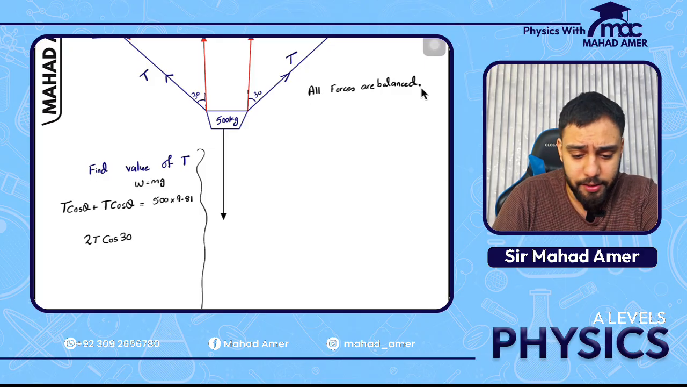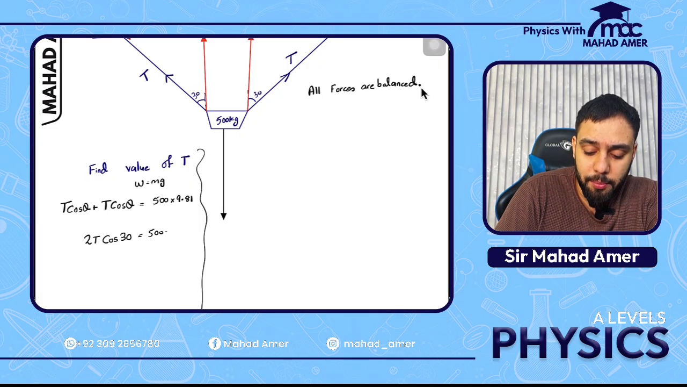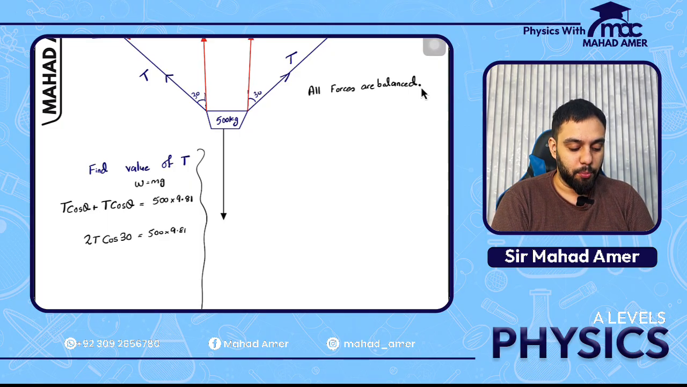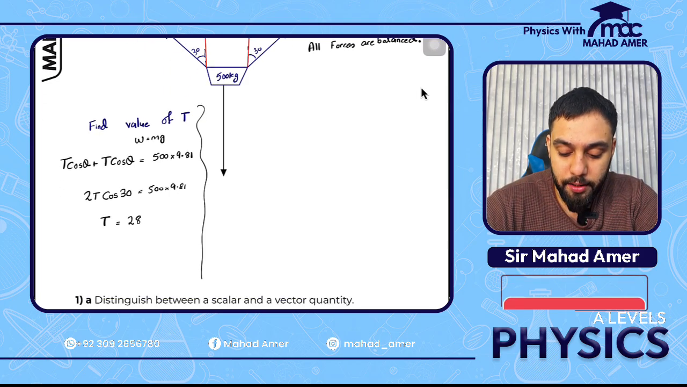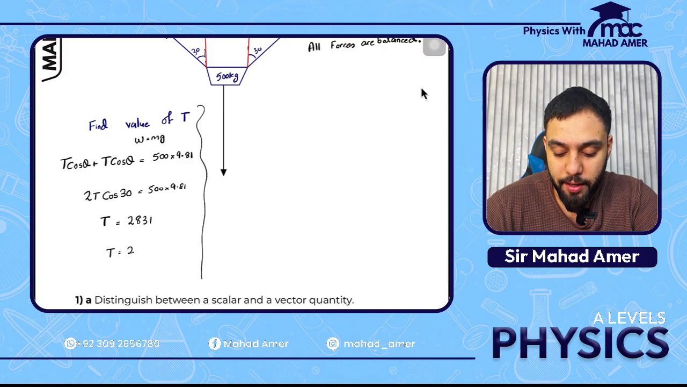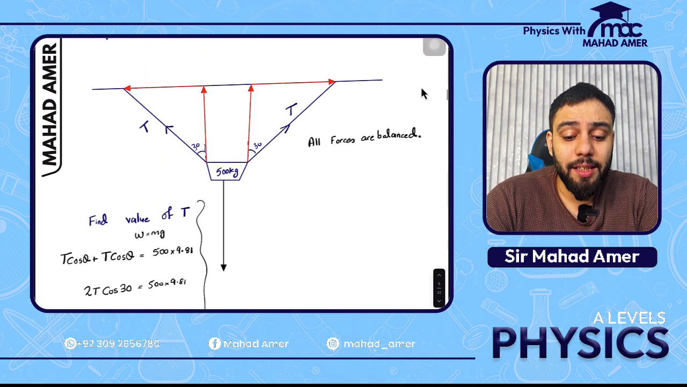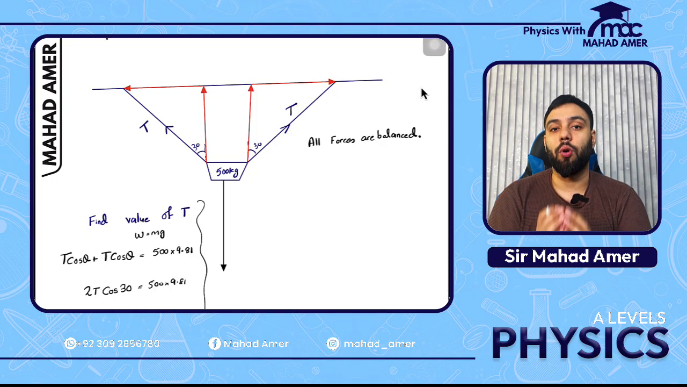Both of them have 30-degree angles, so the angle stays the same, and this equals 500 multiplied by 9.81. First of all, I'm going to do 500 multiplied by 9.81. Then I'm going to divide that by 2, and divide that again by cos 30. Just solve it and you would get the value of tension, which would be around 2831, or the tension will be 2830 newtons, correct to three significant figures. So this is how these questions can be asked in the examination regarding solving the tension components.